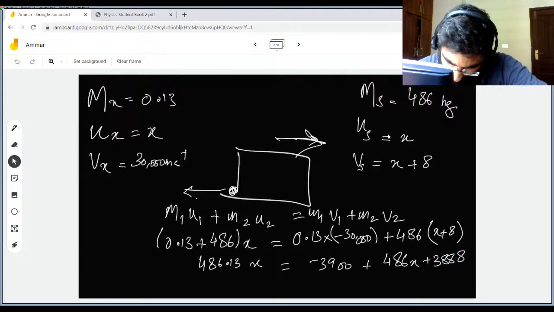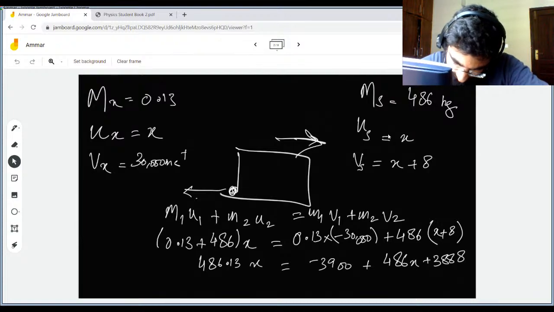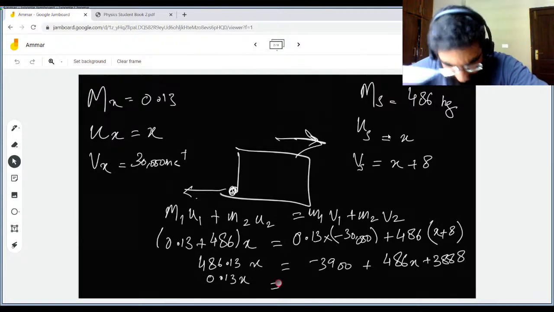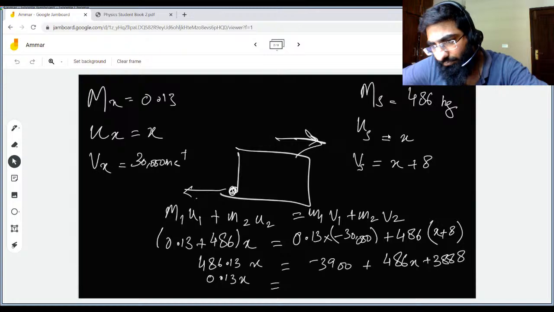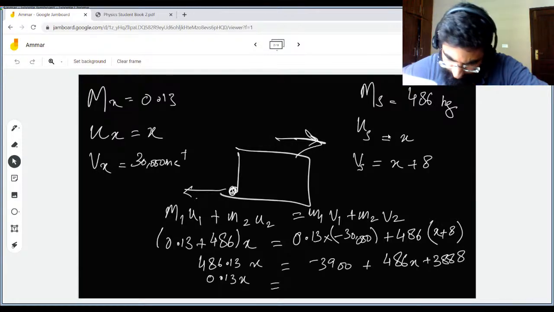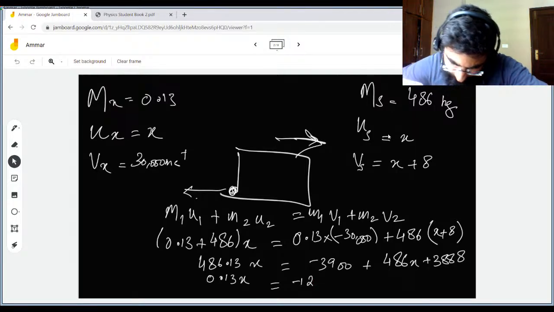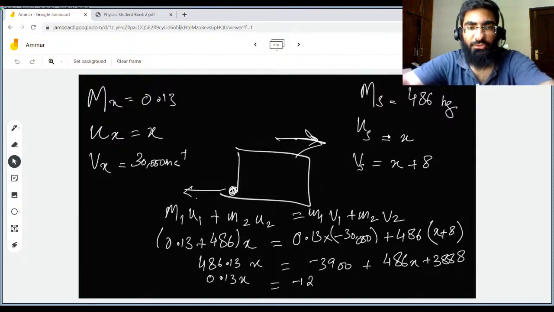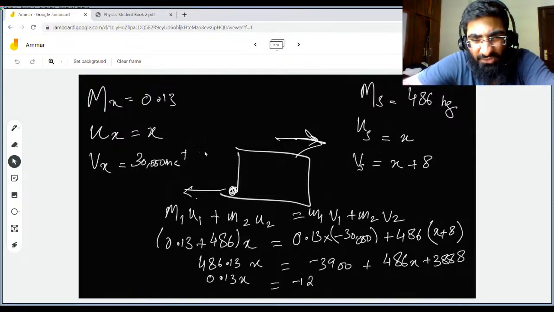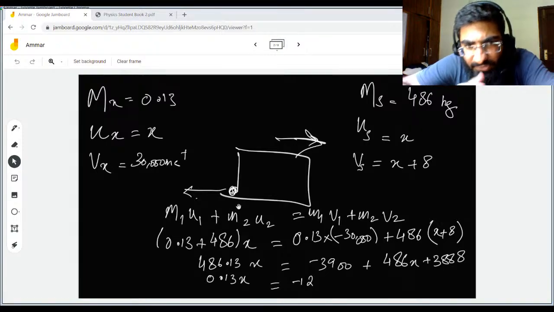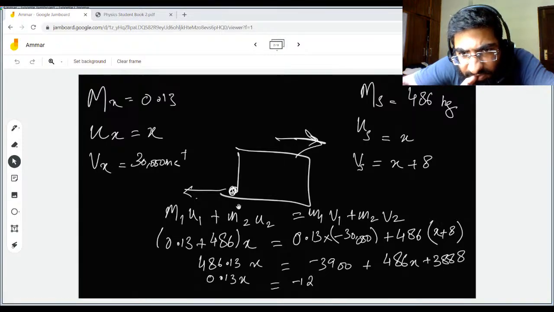Okay, so I bring this to the other side. This becomes minus 3,900 plus 3,888, which would be minus 12. So x will be equal to minus 12 divided by 0.13. X can't be negative. Isn't it just the direction?